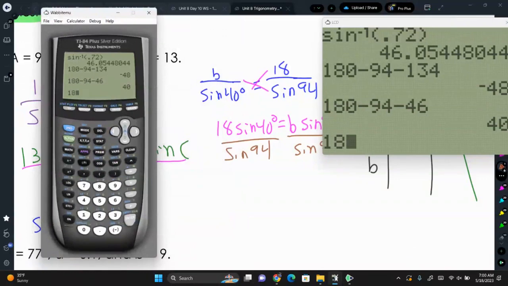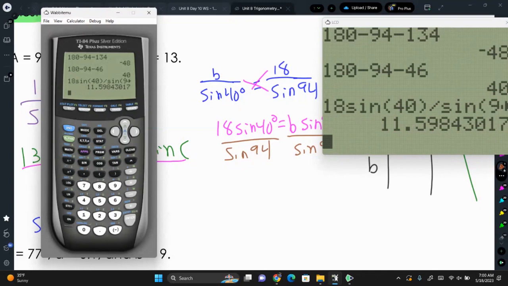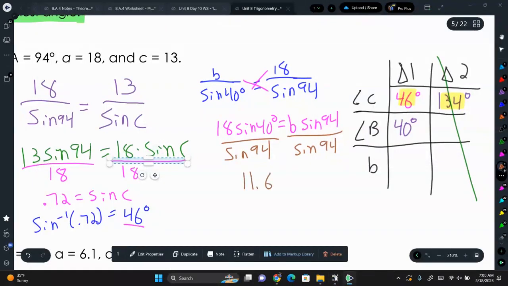So 18 times sine of 40, close parentheses, divided by sine of 94. And we get 11.598, so 11.6. All right, so now let's go back and verify the information.